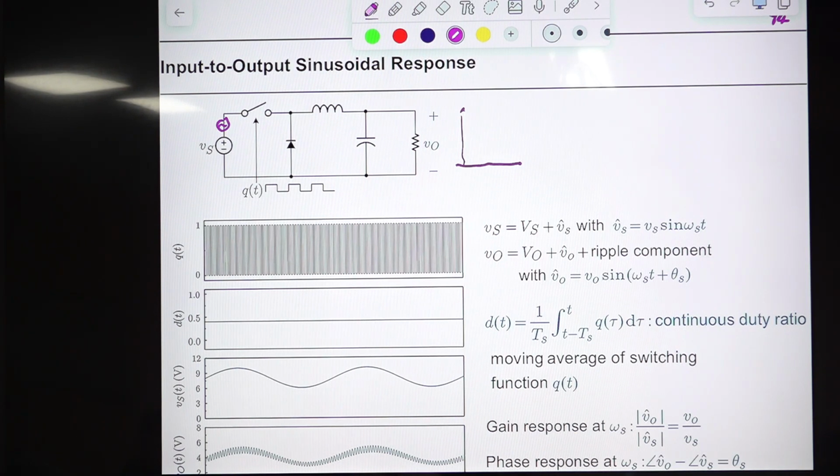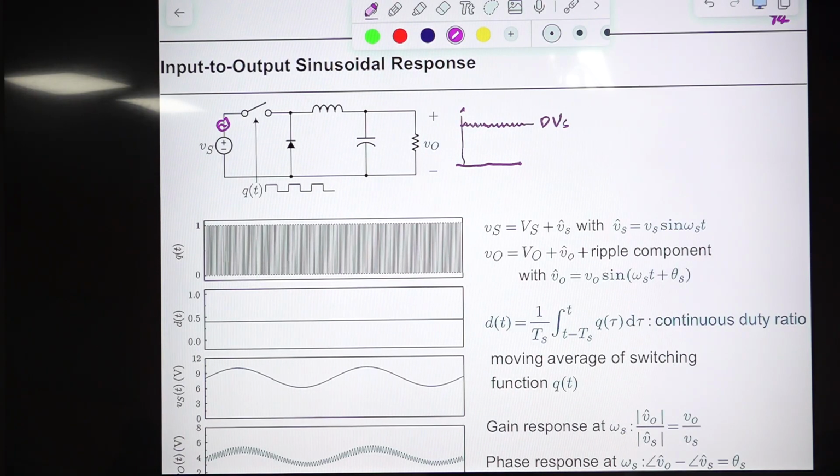Then what you are expecting is the output voltage. Without this, with the periodic switch drive signal, our output voltage will be constant, dVs, and there is some ripple component at the switching frequency.